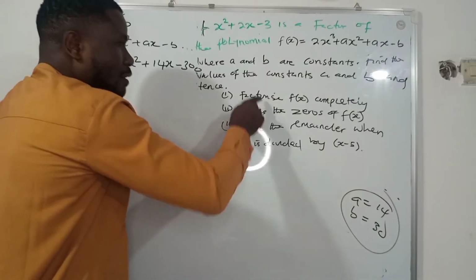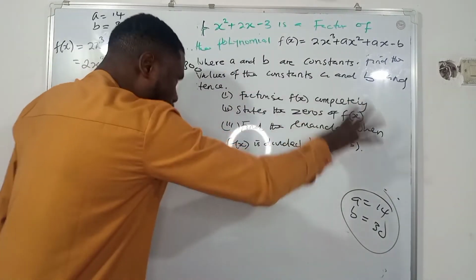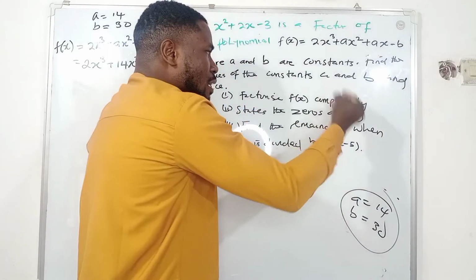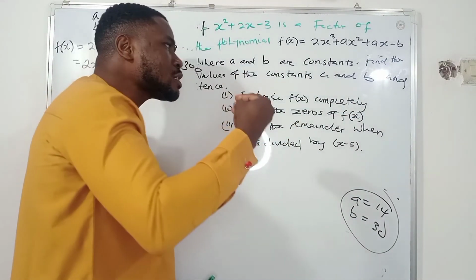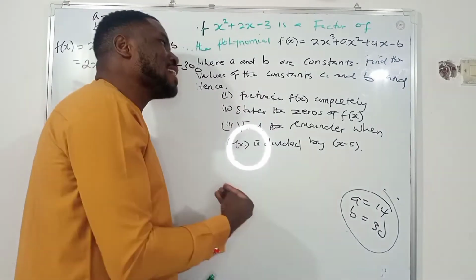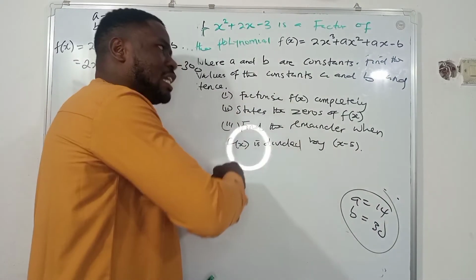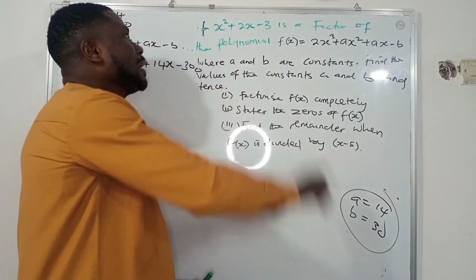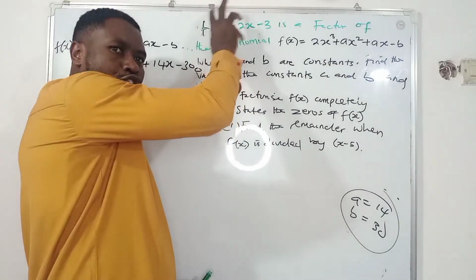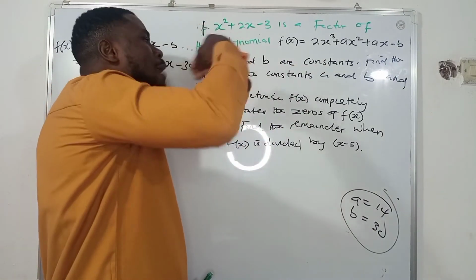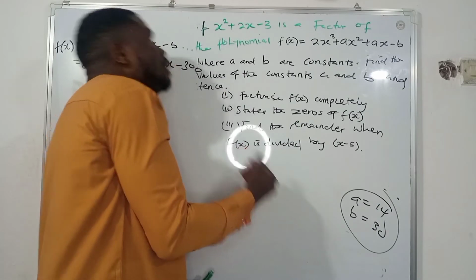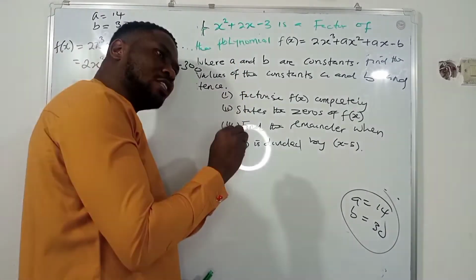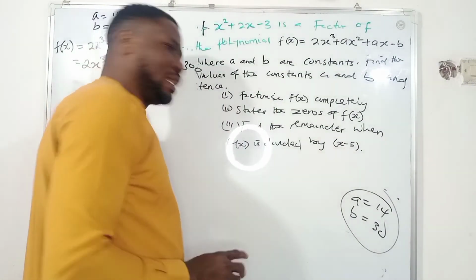Remember they said factorize f of x completely. Why the word completely? It shows that there was an initial factorized equation. In other words, this is telling us that f of x was factorized, but only partially, which is why they gave us x squared plus 2x minus 3 as the factor, meaning that when they partially factorized f of x, the factor was x squared plus 2x minus 3. Now we are asked to find the remaining factor. How do we do that?